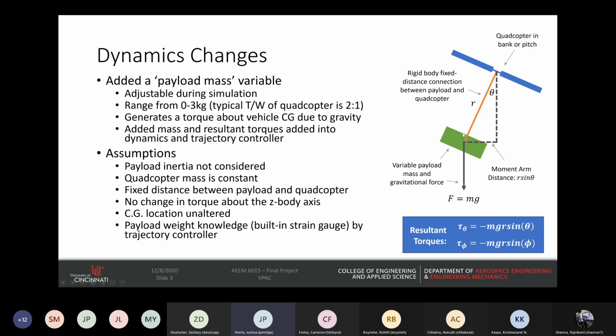Because it's rigidly fixed at the center of the quadrotor, there was no change about the Z-body axis. And for our maximum payload weight, we assumed about 3 kilograms because the quadcopter was given a typical thrust to weight ratio of 2 to 1. Let me take a quick scan through here and make sure I hit everything. We did not vary R because it would have the same effects with the simplified dynamics as adjusting the payload weight. And the payload weight was assumed to be known by our trajectory controller, but not our attitude controller.